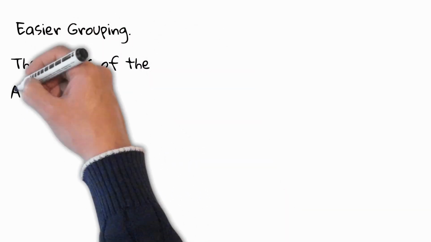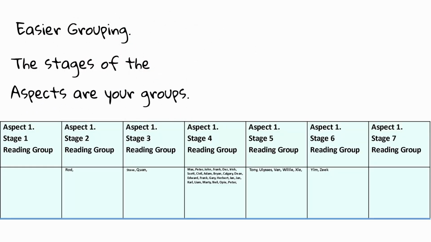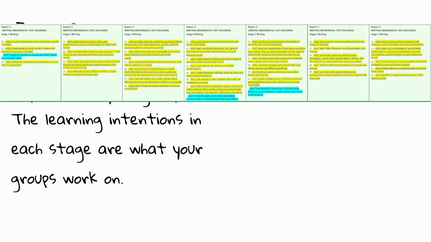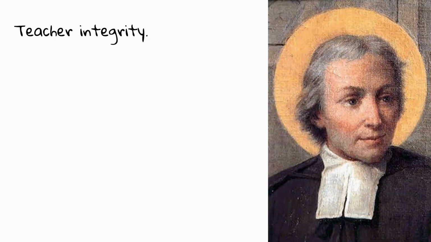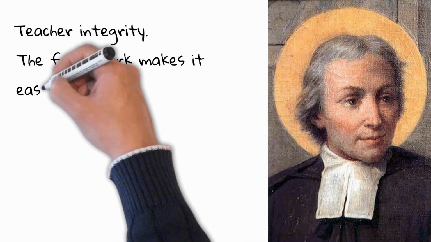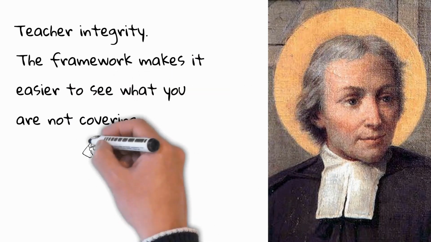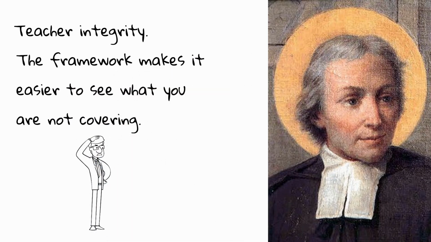It also has easier grouping. The stages of the aspects are your groups. The learning intentions in each stage are what your groups work on. Another important factor is teacher integrity. The framework makes it easier to see what you are not covering. It challenges us to have integrity in our teaching and not just stick to our strengths, which leads us to visible learning.